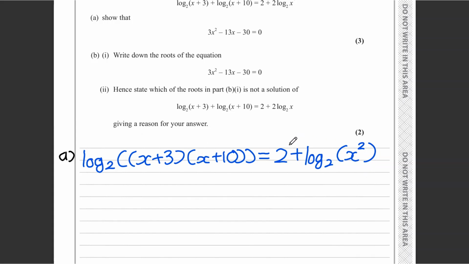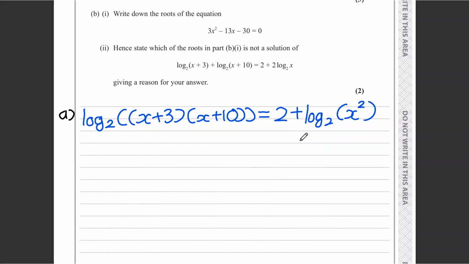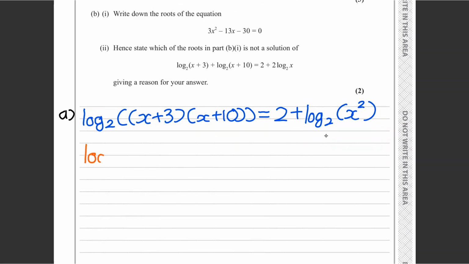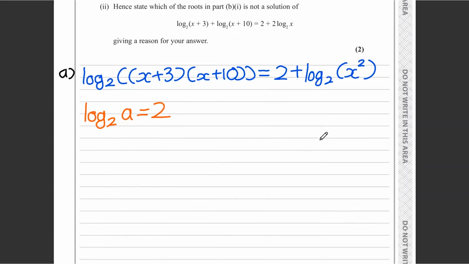On this side we need to get all of this, 2 plus log base 2 of x squared, into one log. Now 2 here, we need to write this as log base 2 in order to combine this with this log here. Now remember what log base 2 actually means. So let's say that we have log base 2 of, let's call it a, is equal to 2. What this is actually saying is 2 to the power of 2 is equal to a. Well, 2 to the power of 2 is equal to 4, so 4 is equal to a. So 2, we can write this as log base 2 of 4.